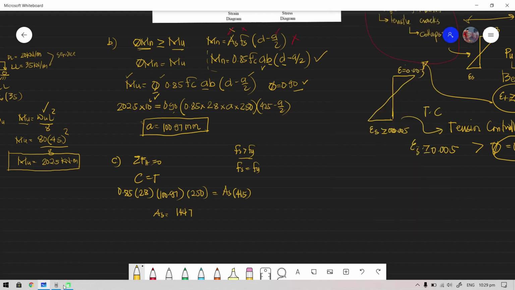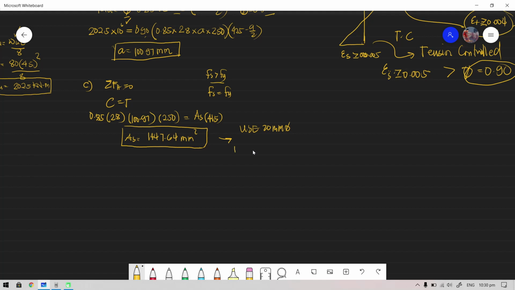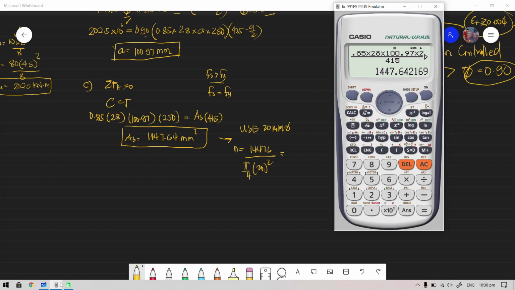1447.64 mm squared. So, tatanungin yung AS natin, required area of tension reinforcement. Now, kung tatanungin kung ilang number, let's say we're going to use 20 mm diameter. Titignan natin kung ilan yung ilang 20 mm yan. So, we have, let's say, N. So, 1447.6 divided by pi over 4 times 20 squared. So, ilang 20 mm yan?